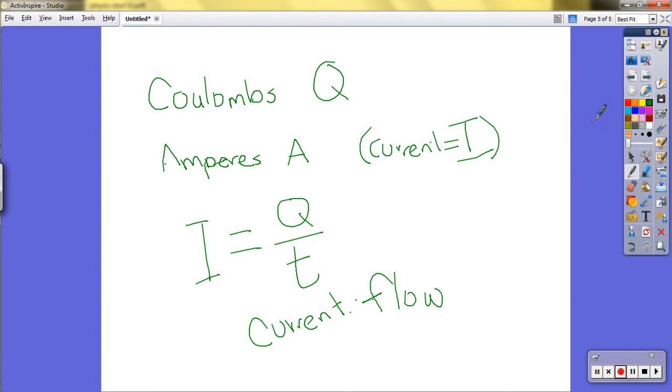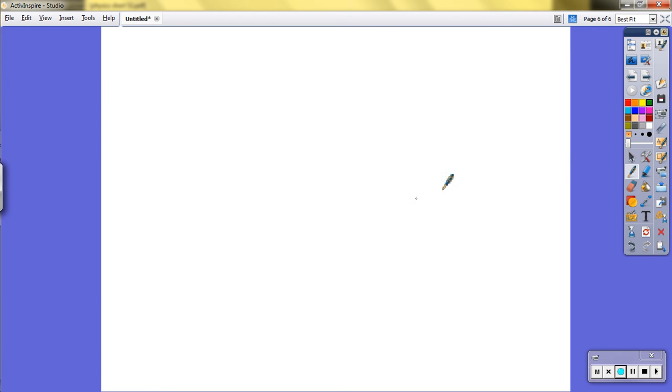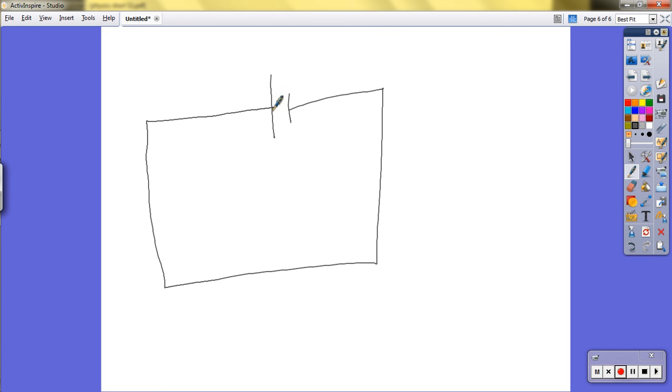Alright, so let's go into flow of electron versus conventional current. Now, when we first discovered electricity, or when we first started making circuits, we had no idea how small electrons were. We couldn't see them. So here's my basic circuit. In your basic circuit, when you see it set up like this, this is my power source. The long line is the positive, and the short line is the negative.